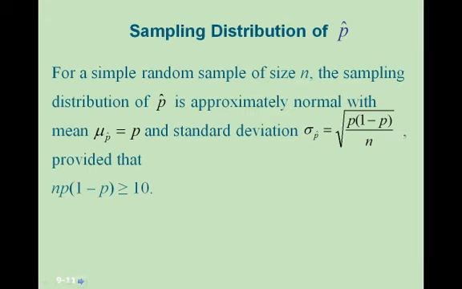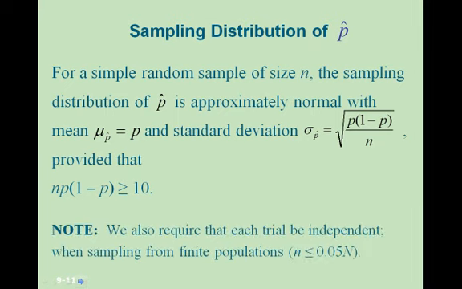So let's look at the sampling distribution then of p hat, which is the point estimate for the proportion. For a simple random sample of size n, the sampling distribution of p hat is approximately normal with the mean, mu sub p hat, equal to p, and the standard deviation, sigma sub p hat, equal to the square root of p times (1 minus p) divided by n, provided that n times p times (1 minus p) is greater than or equal to 10.